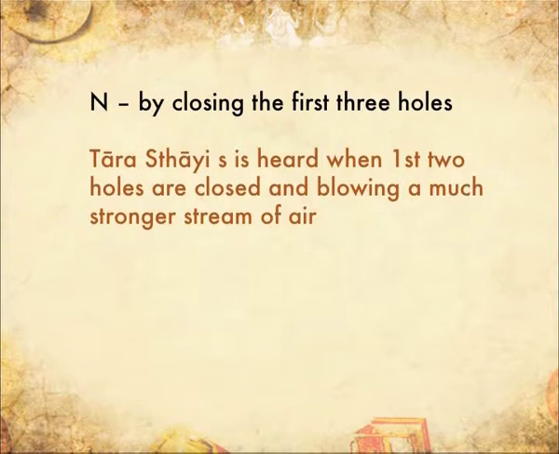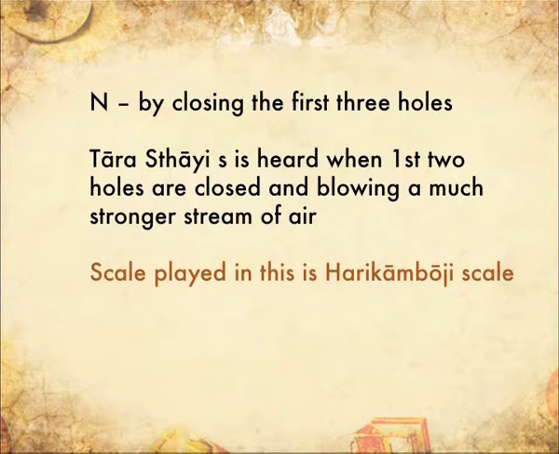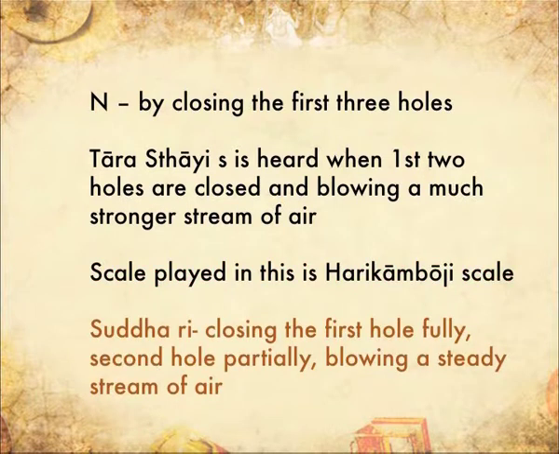Tarasthai Sa is heard when the first 2 holes are closed and a much stronger and steady stream of air is blown into the orifice. The scale played in this way is Harikamboji scale. The other 5 notes: Shuddha Rishabham is produced by closing the first hole fully and the second hole partially and blowing a steady current of air across the mouth hole.